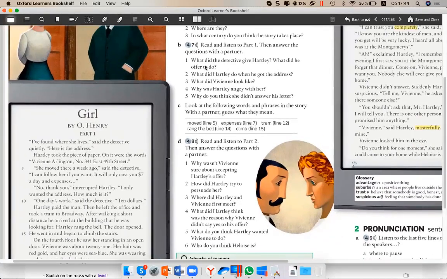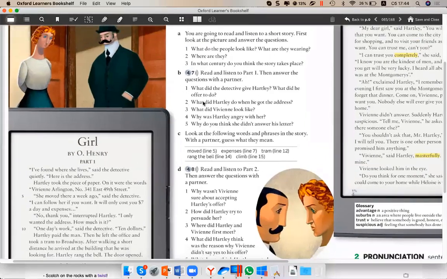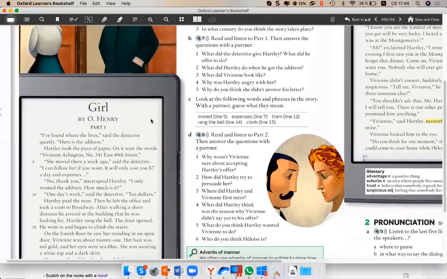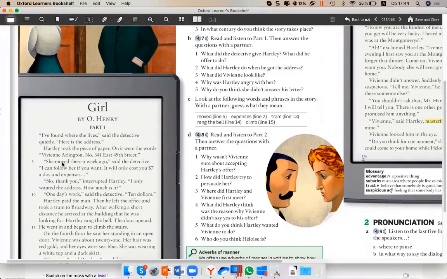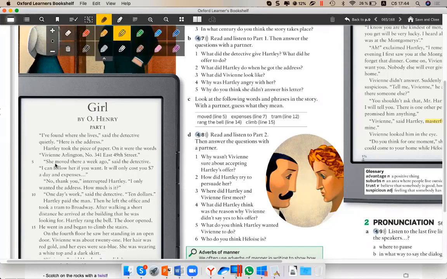For example, the first question is, what did the detective give Hartley? What did he offer to do? To answer these questions, return to the text and find the proof for the question. For example, what did the detective give Hartley? You may find and mark, by the way, you may use this mark. For example, where it is, Hartley took the piece of paper, and so on. Working this way with the text, it will be easier for you to find an answer to the question.